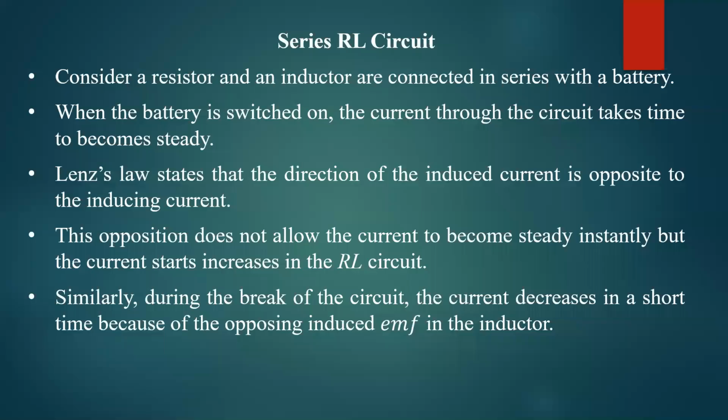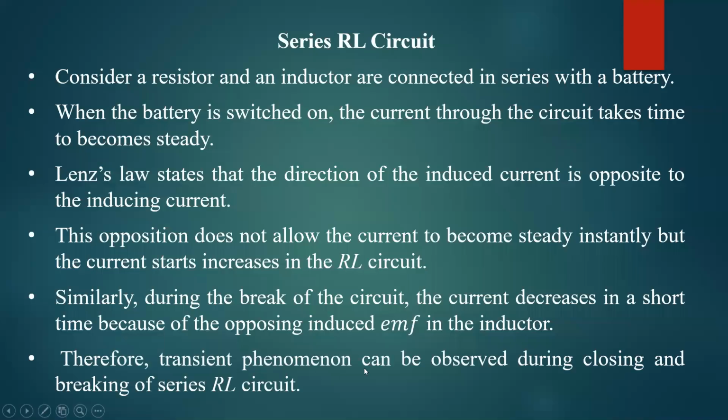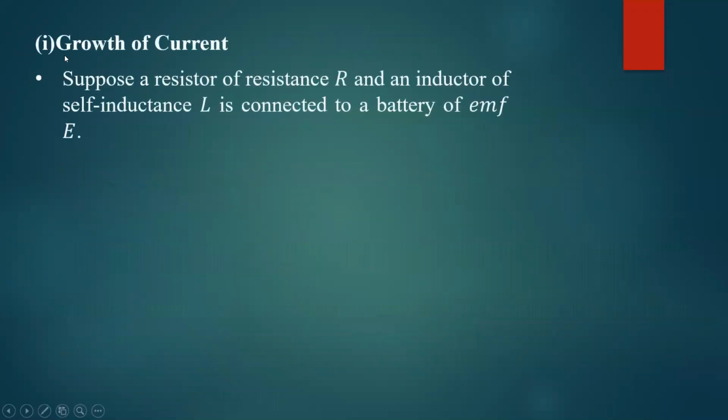Decay means decrease. Therefore, the transient phenomenon can be observed during closing and breaking of the series RL circuit. In both cases, you can observe the variation of current, which leads to the observation of the transient phenomenon. So today let us take the growth of current. When the battery is switched on, how does the current increase in the series RL circuit? We will consider that.